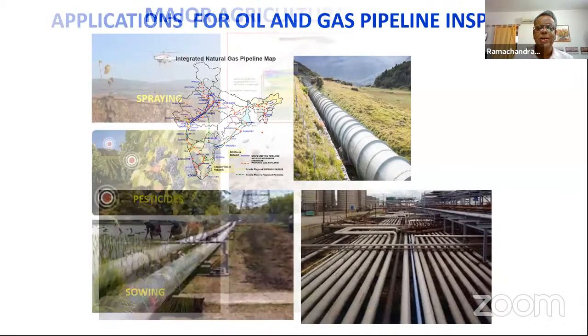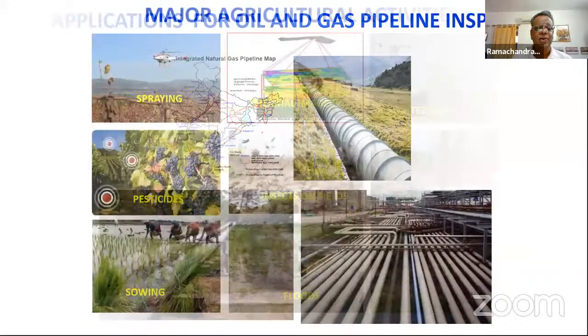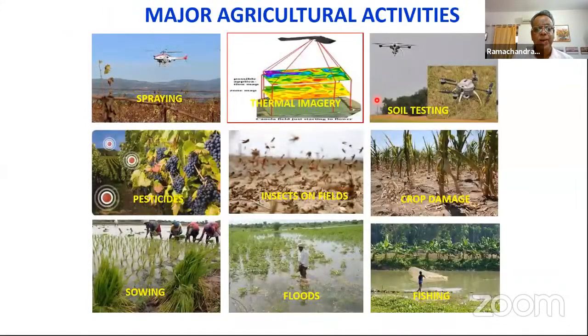And coming to agriculture, there are several activities: pesticide spraying, sowing, inspection with thermal imagery, soil testing, crop damage assessment. All these things can be done very easily. This is already being done, and I'm sure it's not news that I'm telling you. All of you know about it.